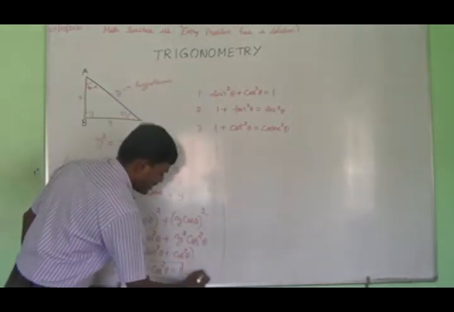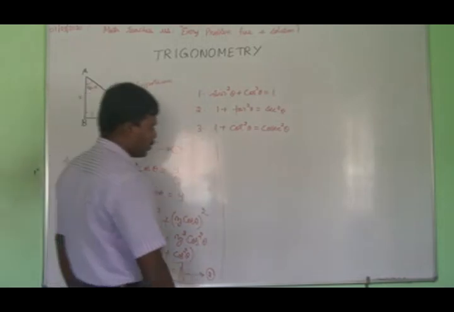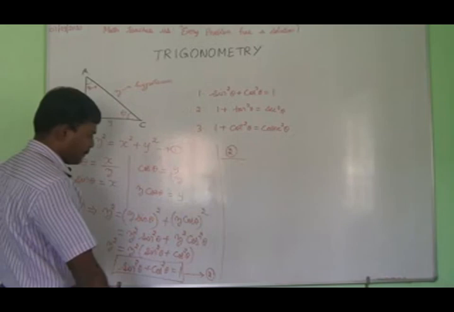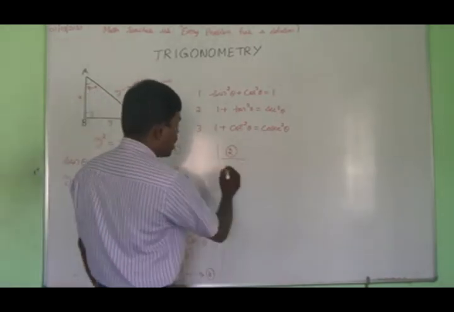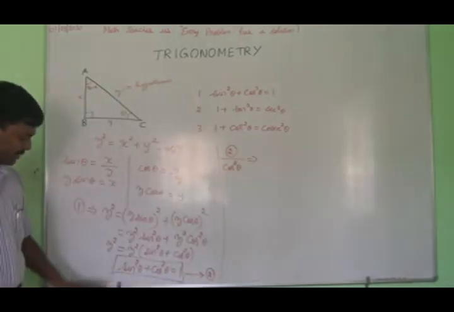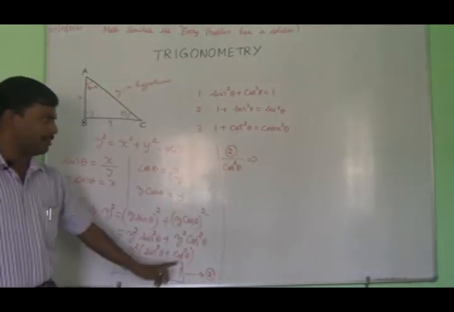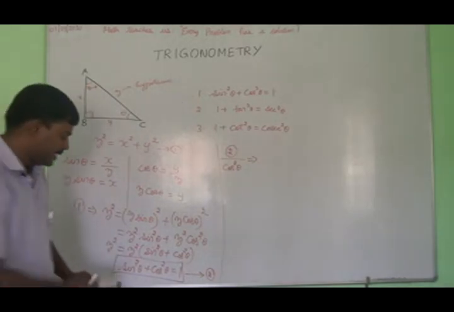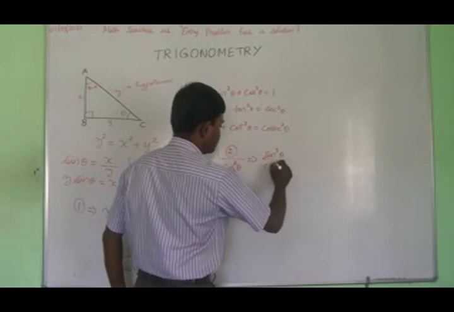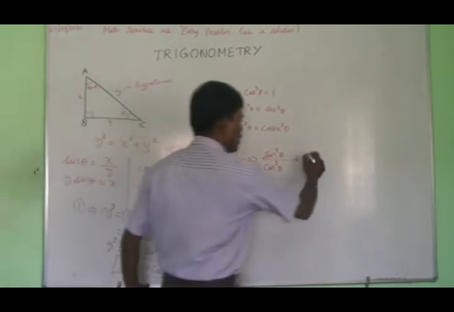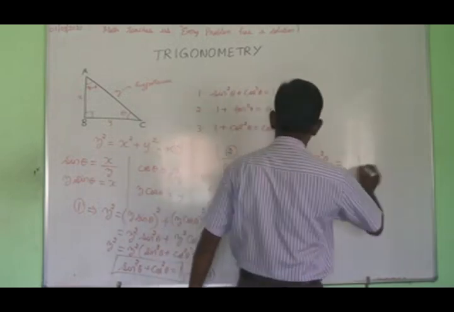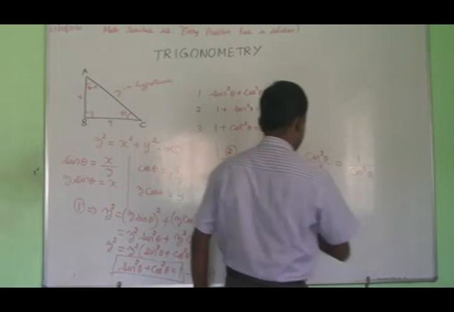Let us say this is equation number 2. Now what I am going to do is divide the full second equation by cos square theta. What happens? Can you guess? The full equation has to be divided by cos square theta. See, sine square theta by cos square theta plus cos square theta by cos square theta would be equal to 1 by cos square theta.